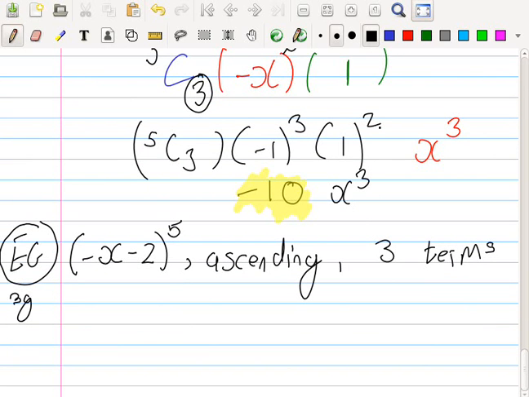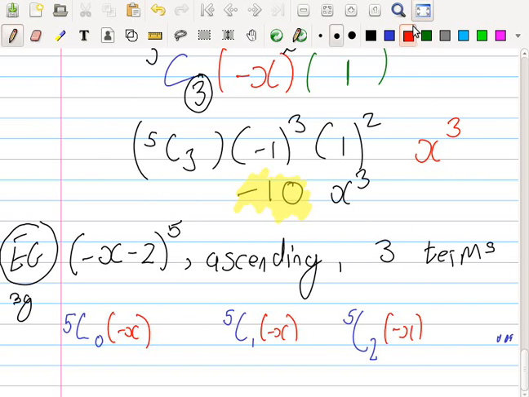Okay, so let's start off, again I'll do it in blue. So what's my first term? It's going to be 5C0. My next term? 5C1. My next term? 5C2. And then I stop, because I said I only want 3 terms. So just dot, dot, dot here. Now in red, minus x, and minus x. And then in green, minus 2, and minus 2.